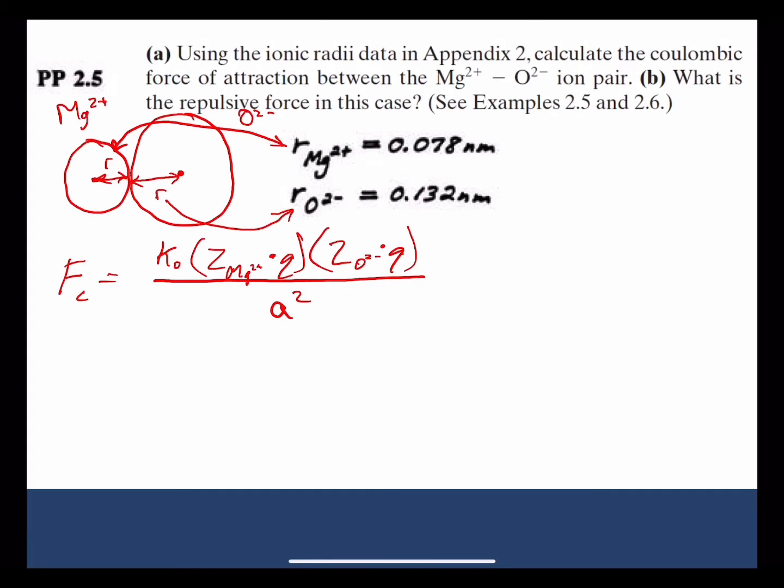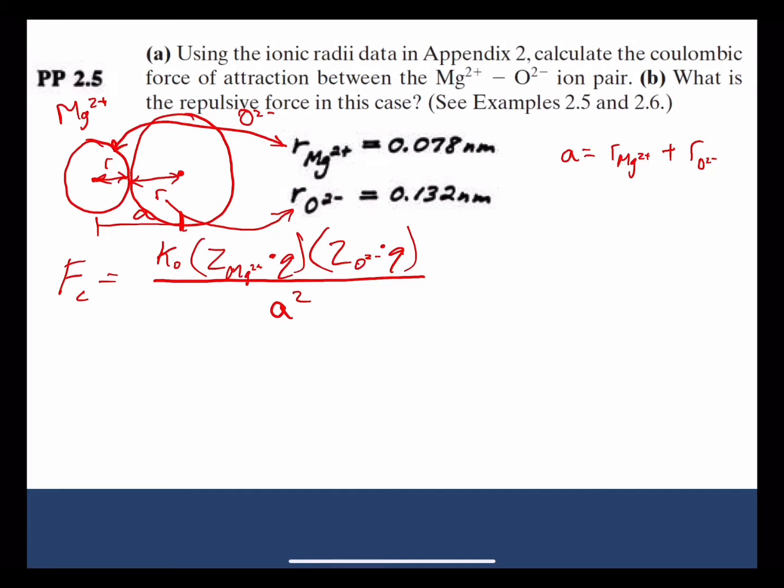So the space between the two was from nucleus to nucleus. So it hopefully follows, therefore, that A is going to be equal to the radius of the magnesium 2+ plus the radius of the oxide 2-, as we see here. So that is A right there.